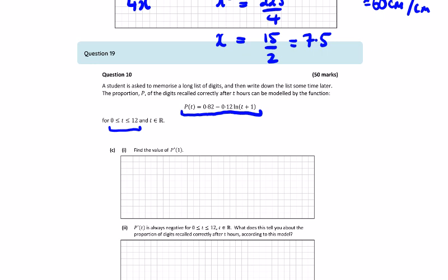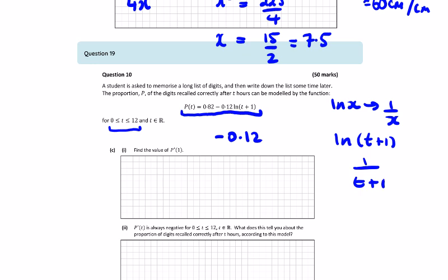So we need to differentiate this. So we're going to get minus 0.12. What does ln x go to? 1 over x. So ln of t plus 1 goes to 1 over t plus 1. So the constant in front is minus 0.12 by 1 over t plus 1. And if t is equal to 1, we get minus 0.12 times 1 over 2, which is minus 0.06.